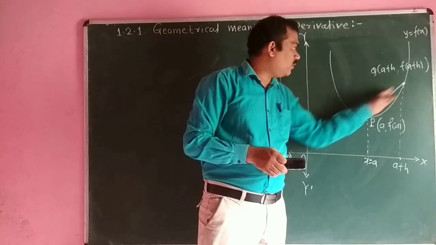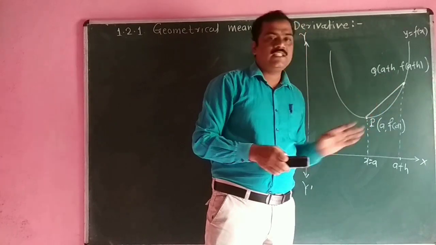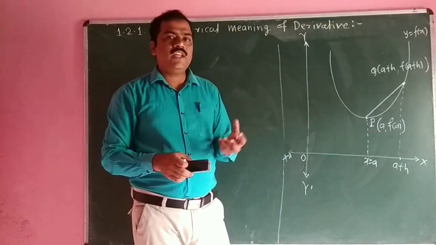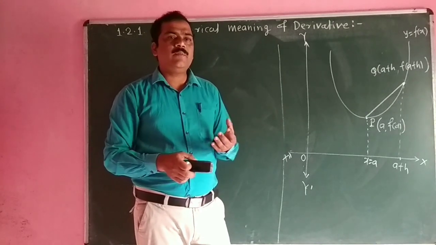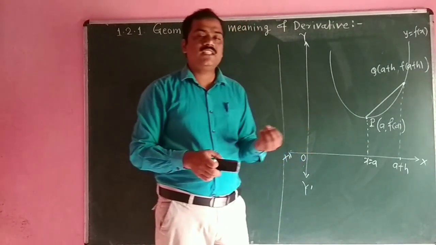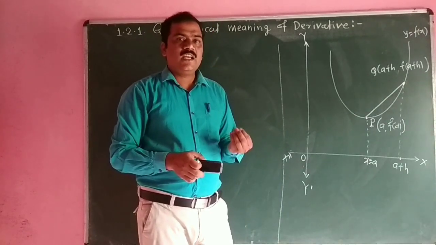Means we get here PQ as a secant to this curve y is equal to f of x. And we have to know that a secant is nothing but one type of straight line.